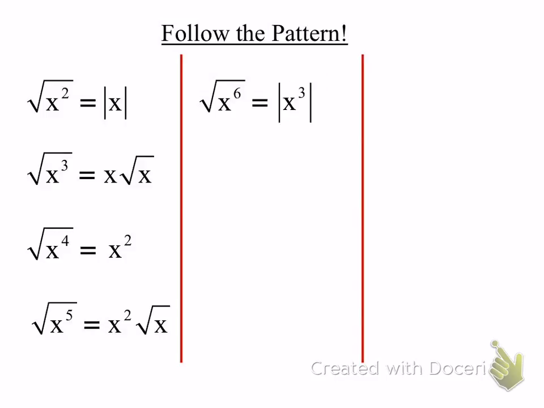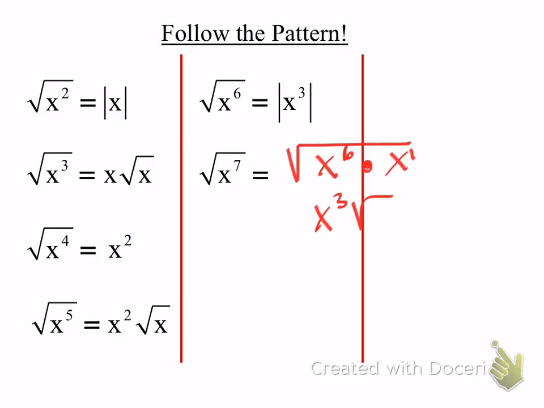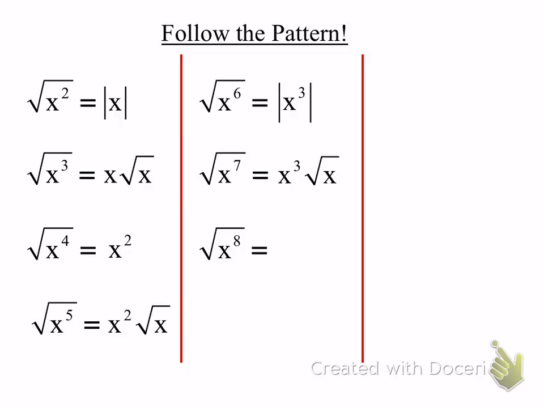Okay, next one. X to the 7th. Can't we just say that x to the 7th is really made up of x to the 6th times x? You guys with me? Right? So what's the square root of x to the 6th? I mean, x cubed. And then I'm left with radical x. Okay?